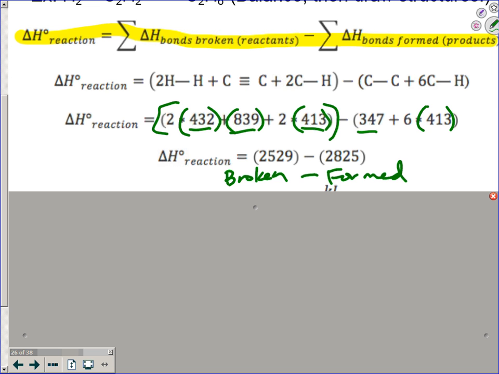I'm having you predict before you start calculating. So I put in this amount of energy to break bonds, and I released, technically, this amount of energy to form the bonds. Overall, is this endo or exo? Exo, because obviously you can see this is a bigger number, right? It's a bigger number because it released more energy.